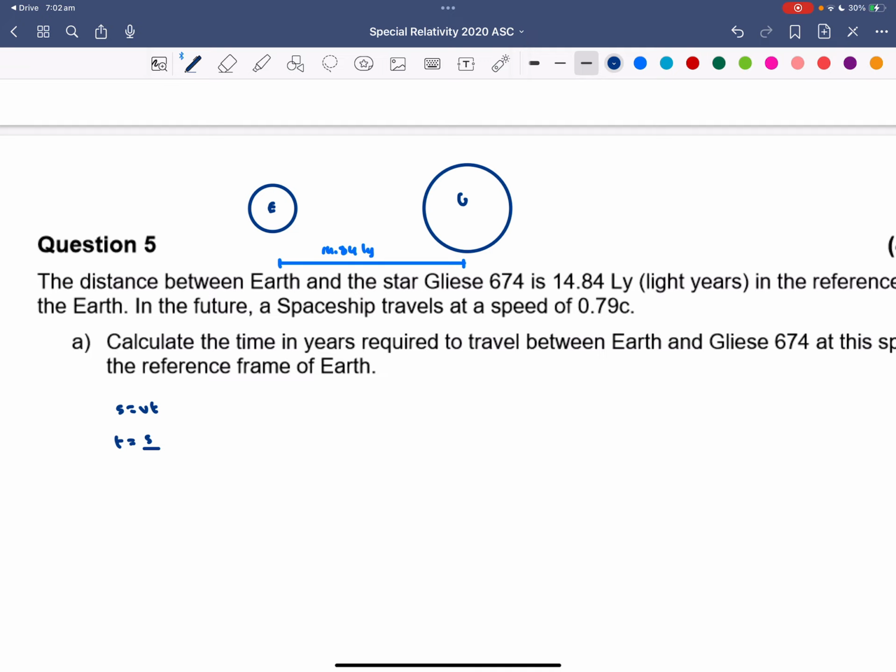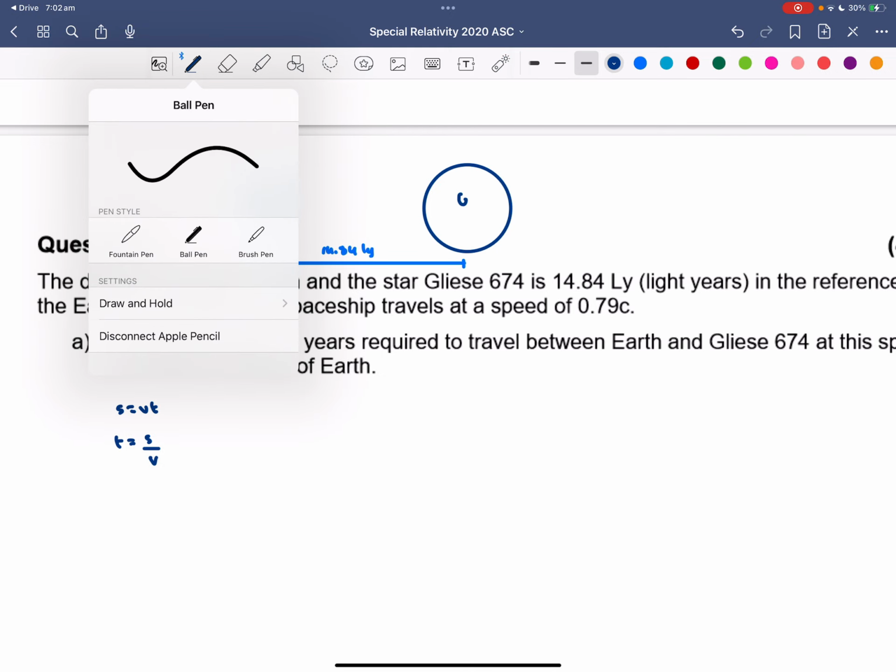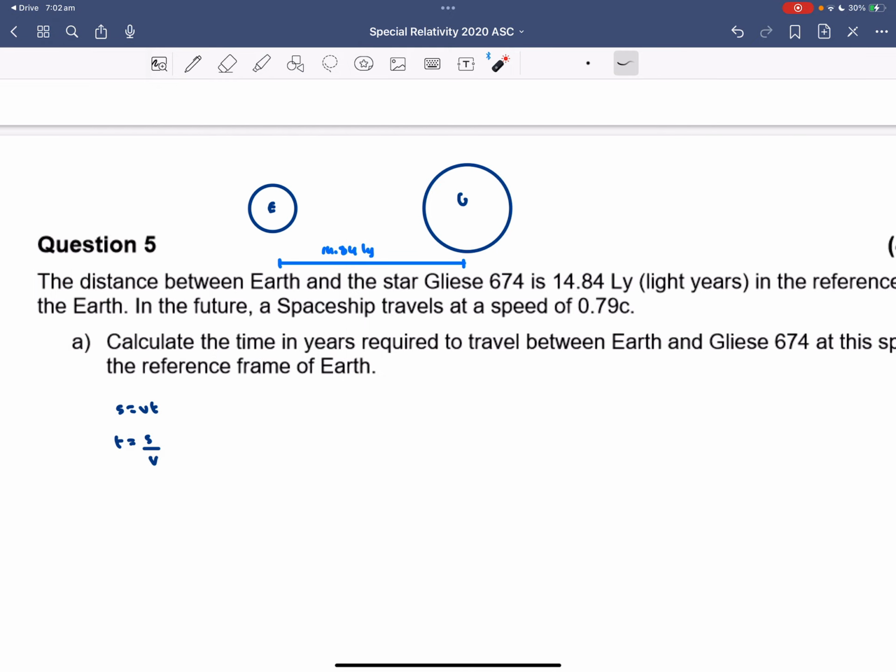The reason why I'm able to do that is because this t stands for the time with respect to Earth, s stands for the distance with respect to Earth, and then v is obviously the velocity with respect to Earth. So if everything is with respect to the same object, we're allowed to just do s equals vt. So the distance that it's going to travel is 14.84 light years, and the velocity at which it's going to travel is 0.79c. Now I want everyone to know the definition of a light year.